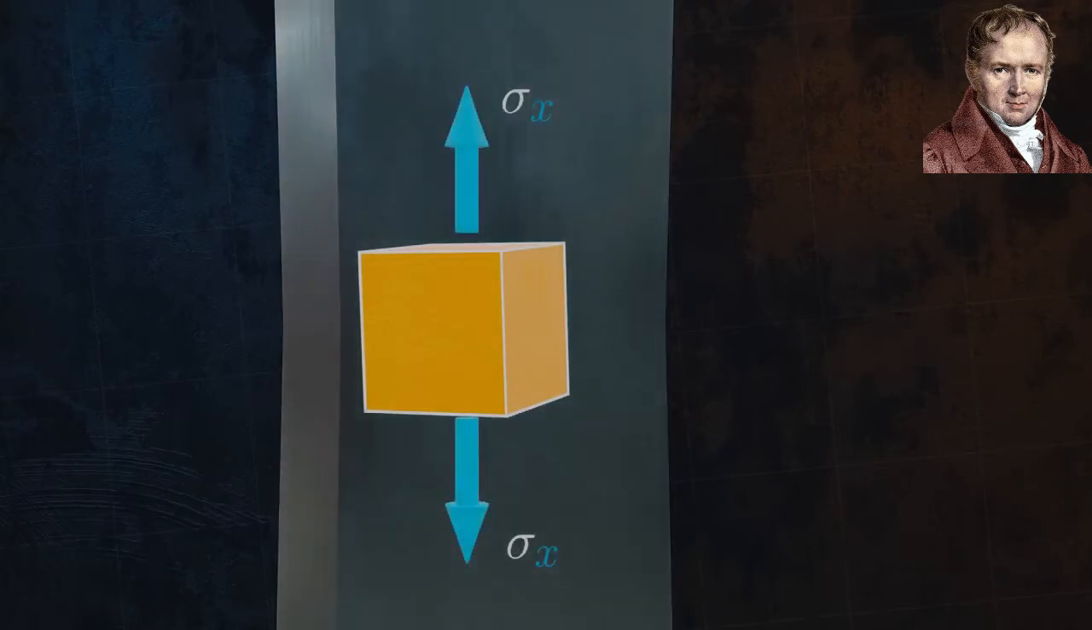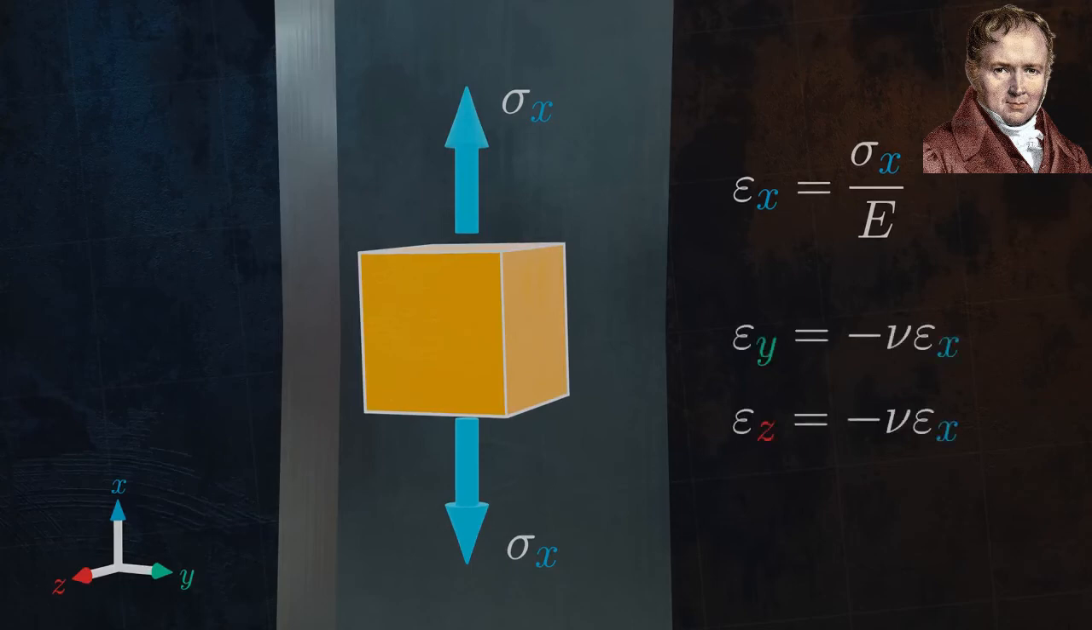The strain in the longitudinal x direction is simply given by Hooke's law as sigma x divided by the Young's modulus E. Even though there are no stresses acting in the lateral y and z directions, there will be strains in these directions as the material is contracting laterally. The strains in the lateral directions are obtained by multiplying the longitudinal strain by Poisson's ratio. This is just using the definition of Poisson's ratio, which we covered earlier.